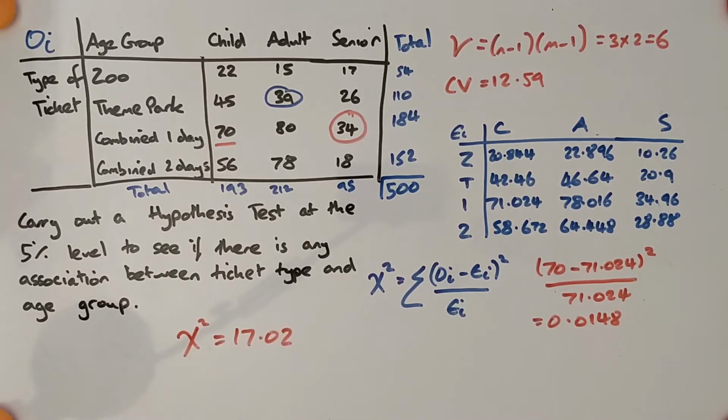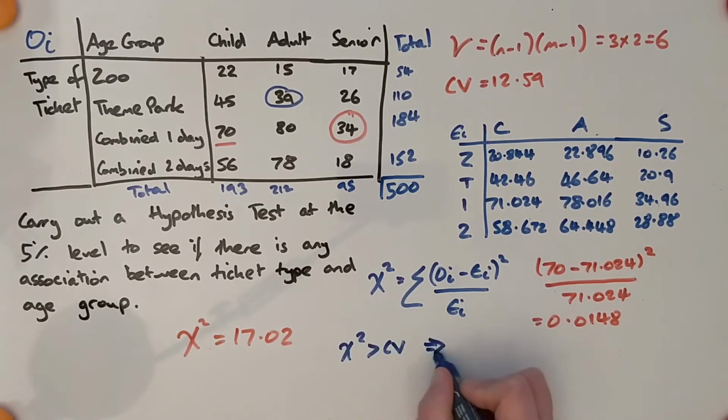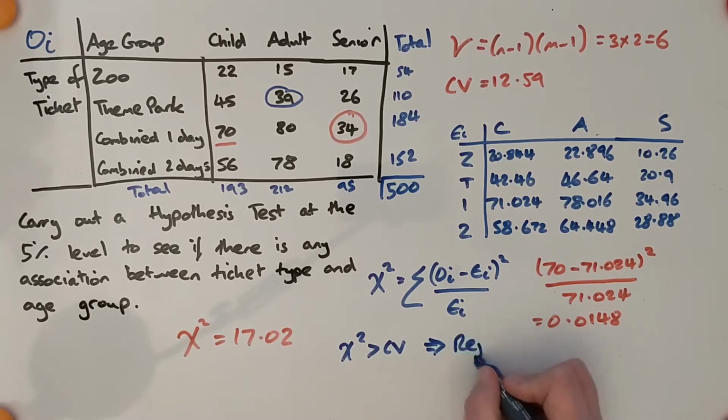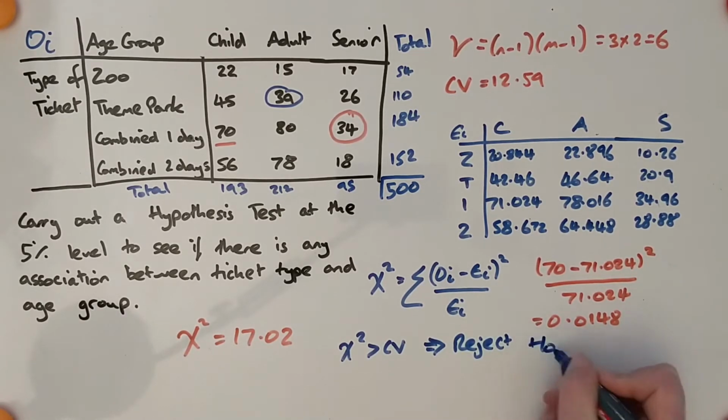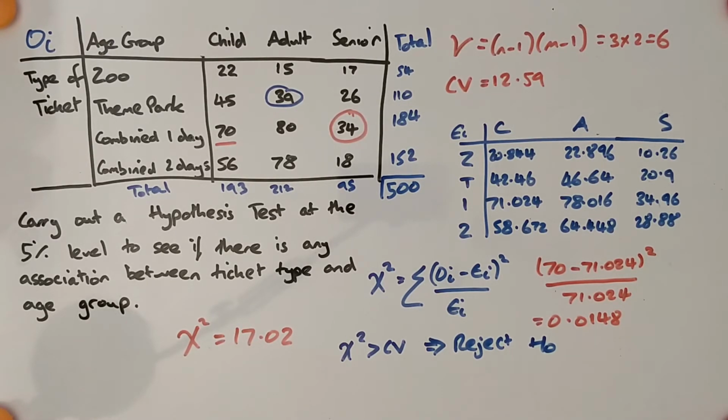Now, just like in a correlation hypothesis test, we compare our calculated value to our critical value. So because our chi-squared value is bigger than our critical value, then we reject H0, and then we have our summative statement at the end. Yeah, there is sufficient evidence to suggest that there is an association between ticket type and age group. Okay, that's the basics, but there are a couple more nuances as well.